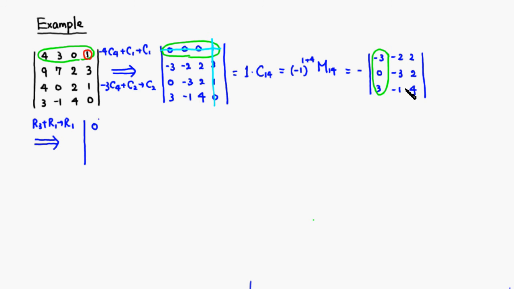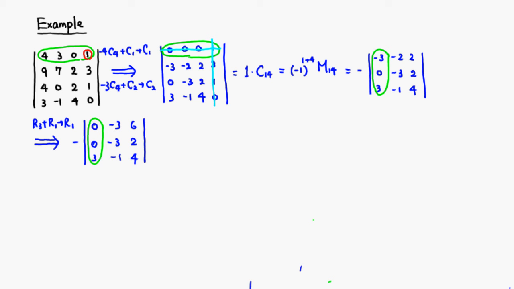So 0, then -1 plus -2 is -3, 4 plus 2 is 6. Everything else stays the same. So you have 0, -3, 6, and then 0, -3, 2, and 3, -1, 4. There's a negative sign there. Then I'm going to expand along the first column.